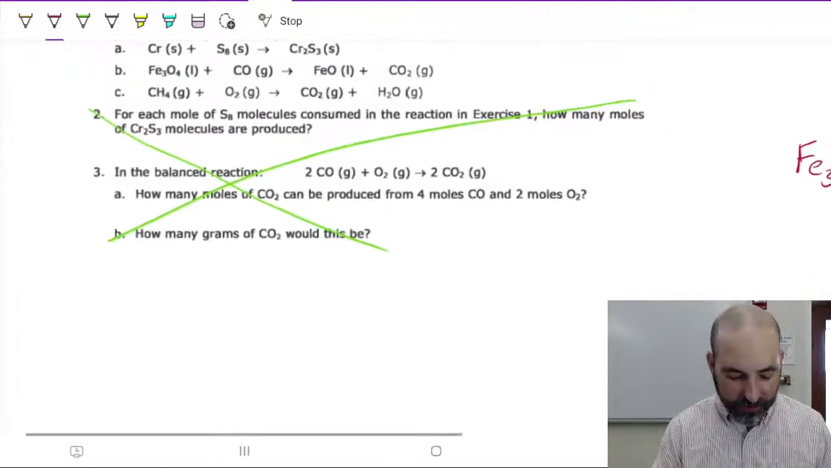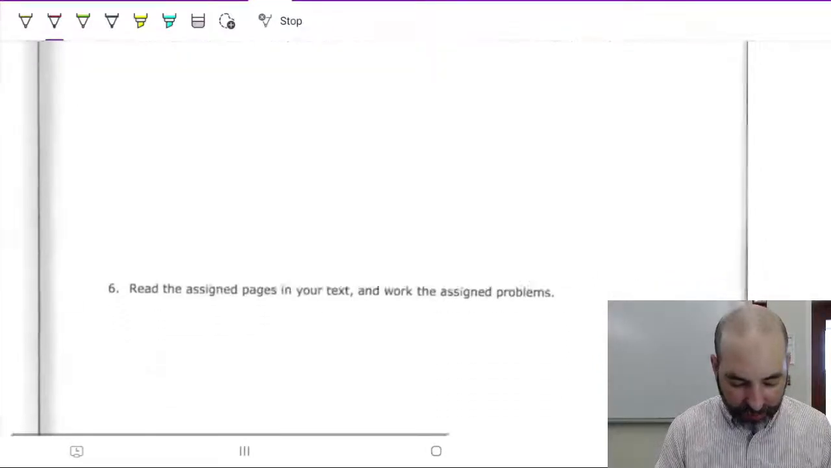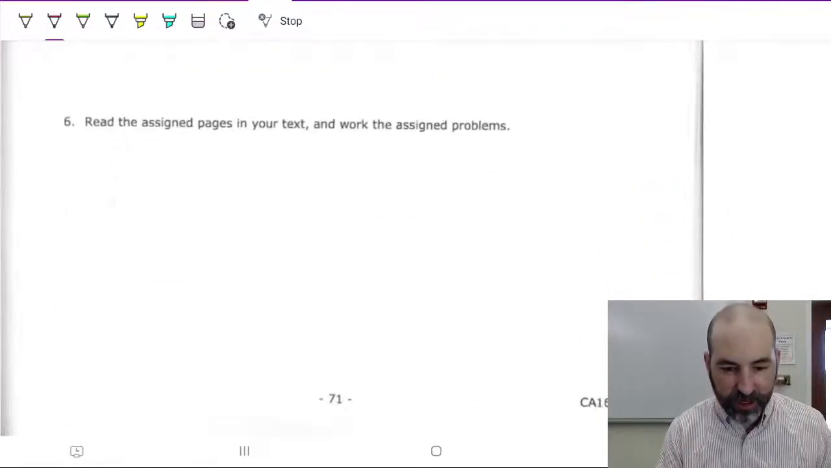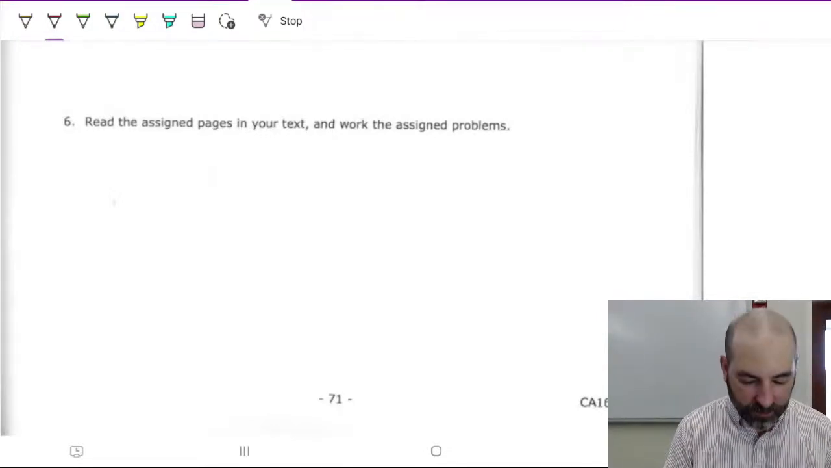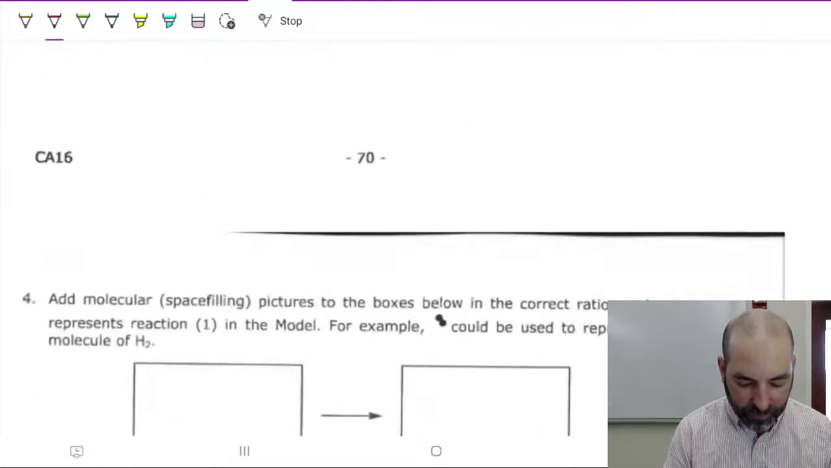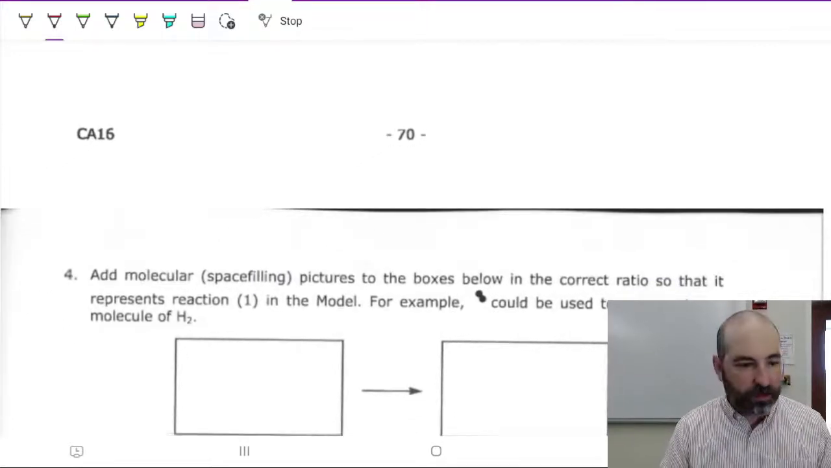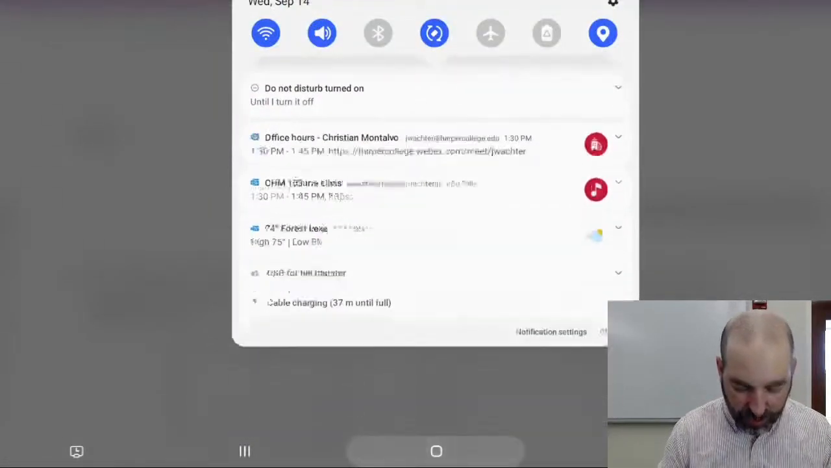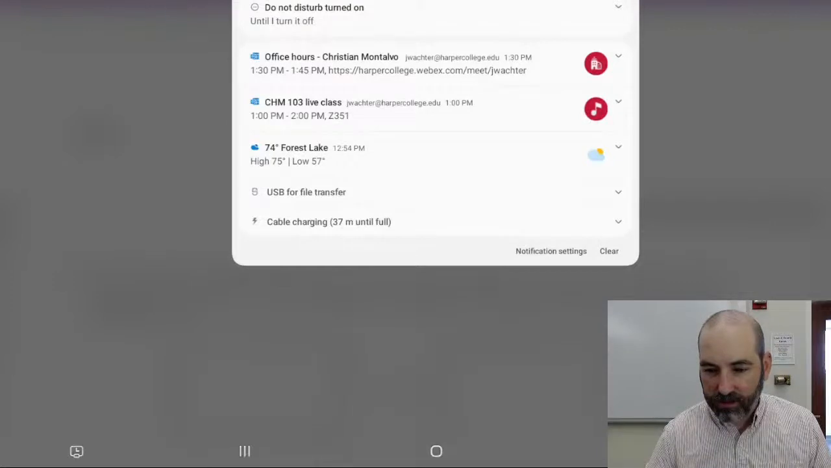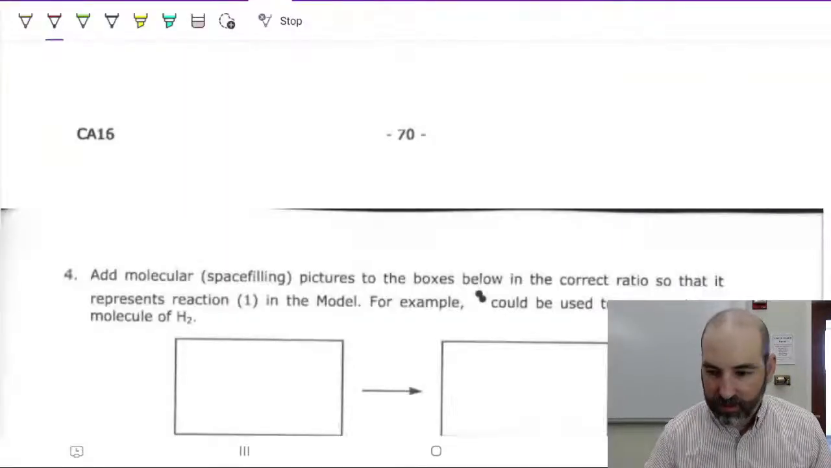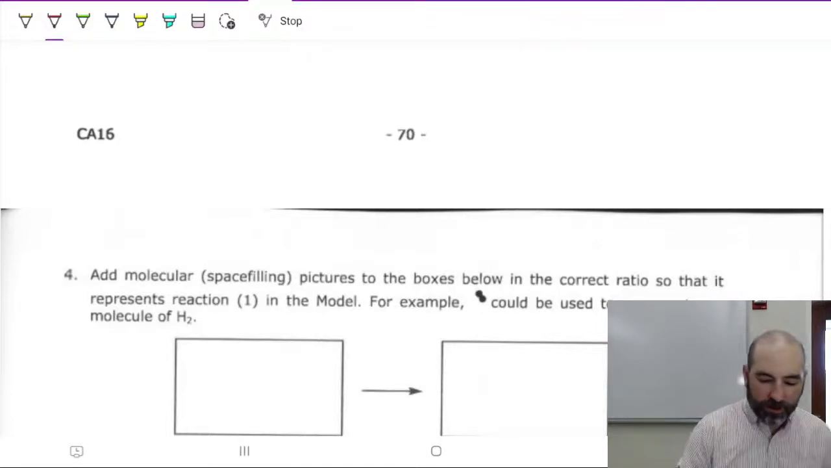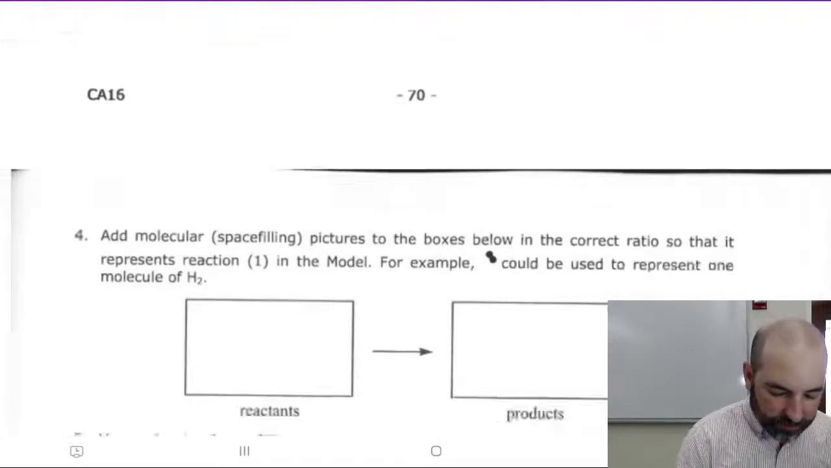And then because this comes from a whole class, it also has this assignment that says read the assigned pages in your text and work the assigned problems, so you don't have to do that, as you know. All right, any questions about balancing equations? Online, you're going to send me a message on Teams. Let me check real quick and make sure that nobody is saying anything in the chat here. Okay, we look good.